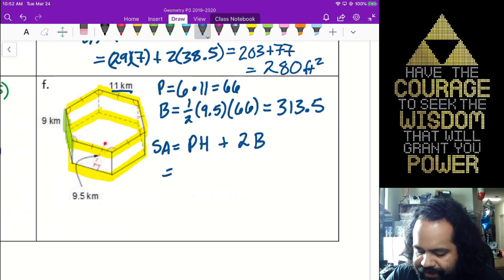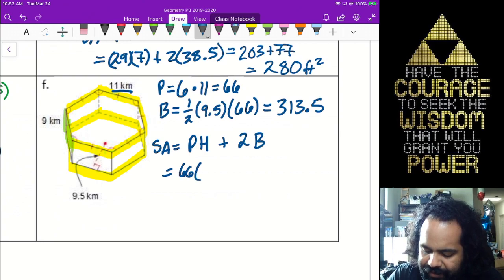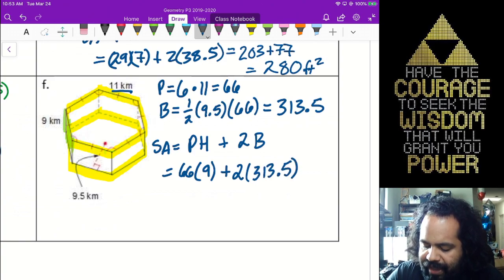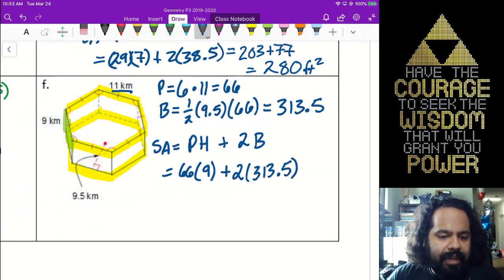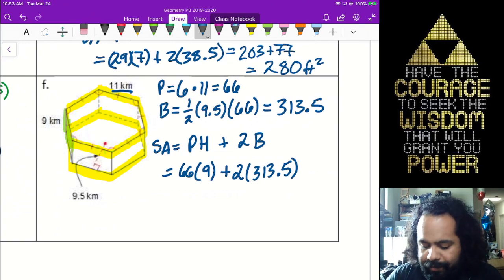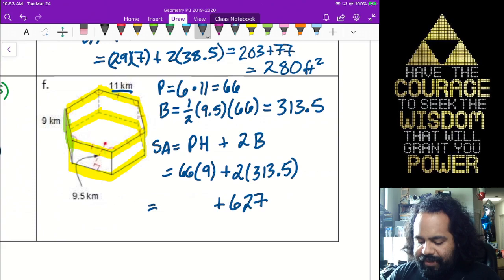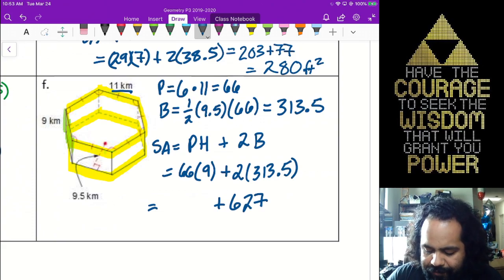So let's do this. 66 times 9 plus 2 times 313.5. Right? I know that 313.5 times 2, right, that's going to be 627. 66 times 9, right, 594.